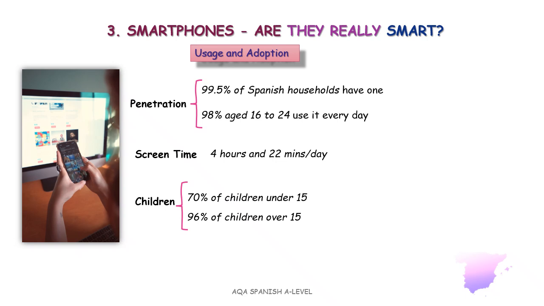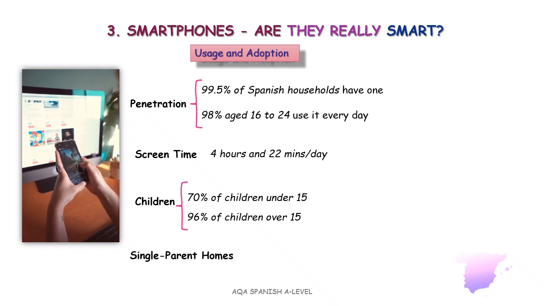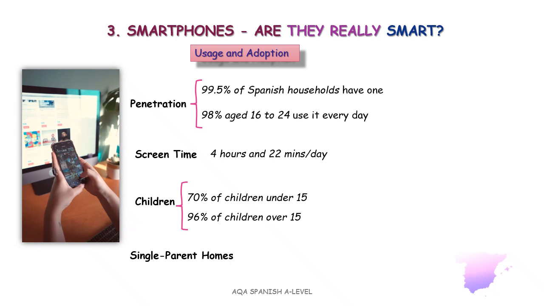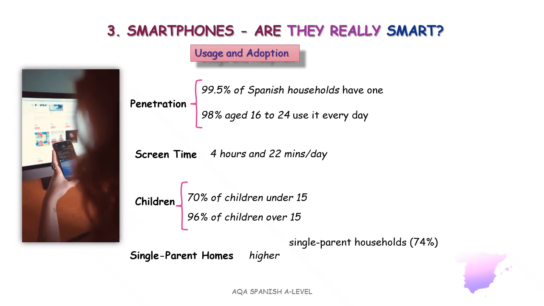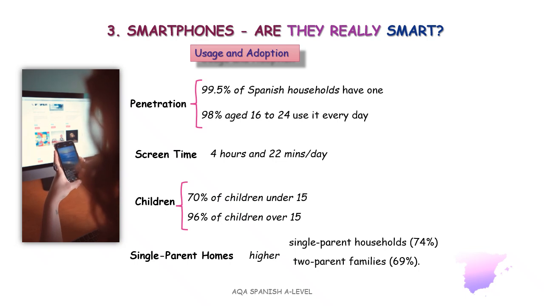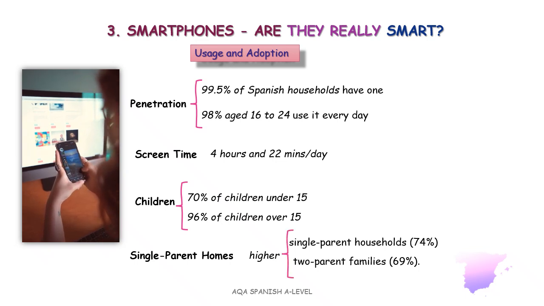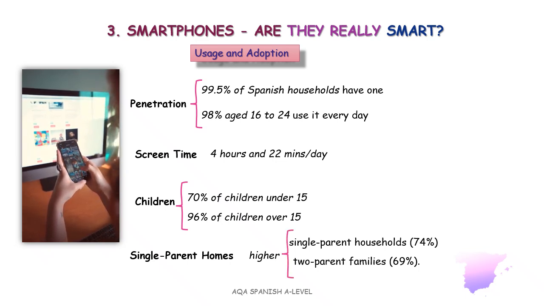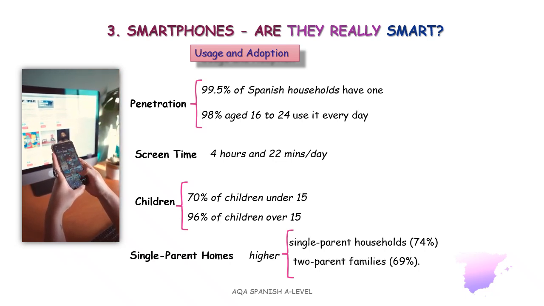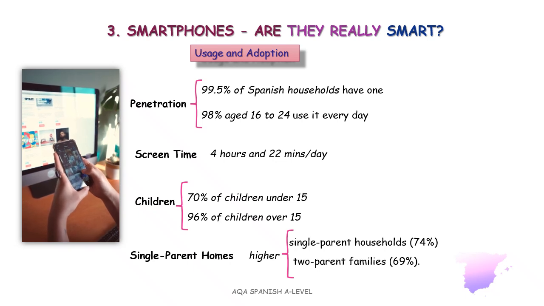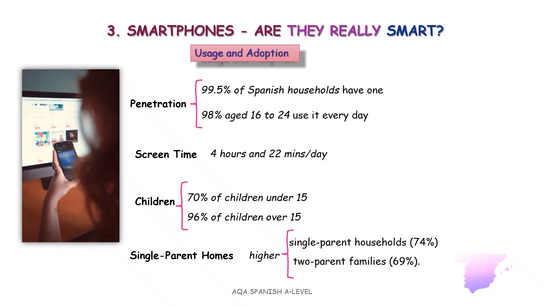Interestingly, mobile penetration is slightly higher in single-parent households, 74% compared to two-parent families, that is 69%. And I was wondering why mobile phone use is higher in single-parent households. After looking into it, I found two main reasons: communication and safety.